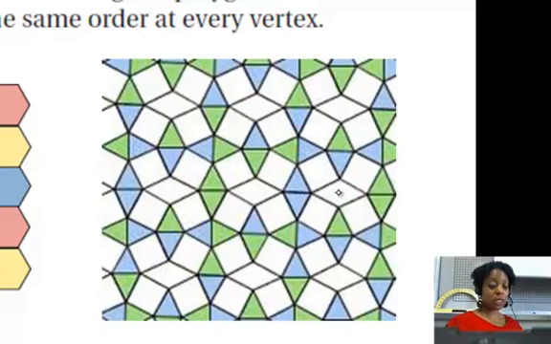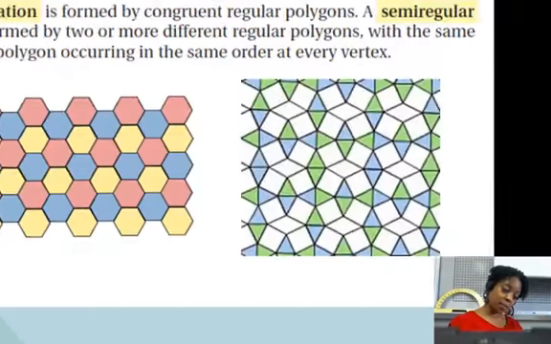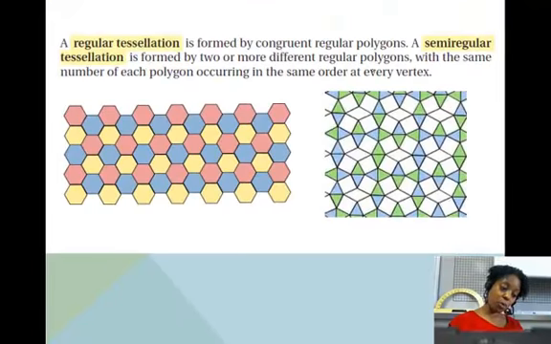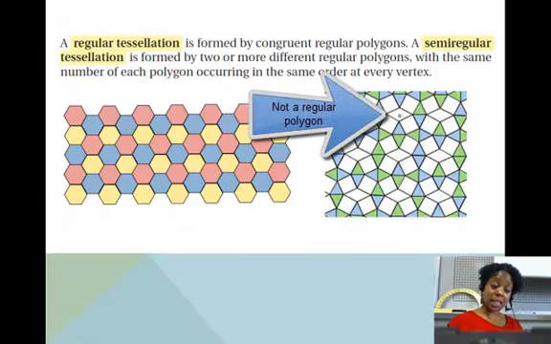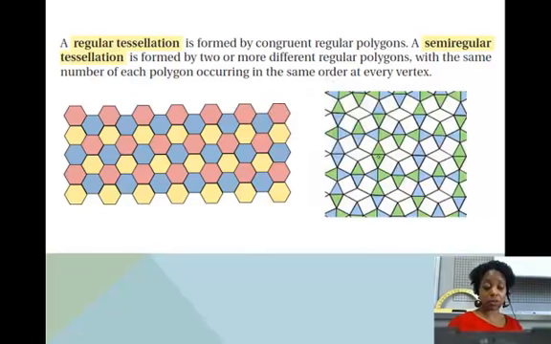So those three shapes, and actually, I disagree with something they said. It says it's formed by two or more regular polygons with the same number of each polygon occurring in the same order at every vertex. I would say that the rhombus is not a regular polygon because all of the angles are not the same. But the square and the triangle definitely are. So yeah, they're a little loose with their definition here. But at any rate, that's what they're considering a semi-regular, a partially regular tessellation.